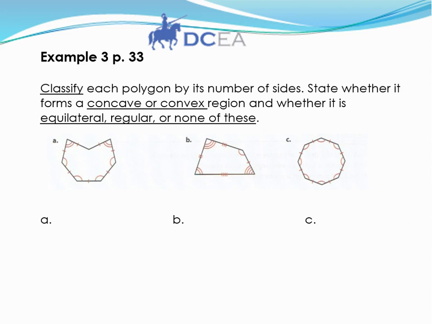Let's look at example 3 on page 33. We're asked to classify each polygon by its number of sides. State whether it forms a concave or convex region, and whether it is equilateral, regular, or none of these. So, A, is it concave or convex? We can see that we could make 2 points inside of this polygon, and the segment would go outside, so that will make it concave.